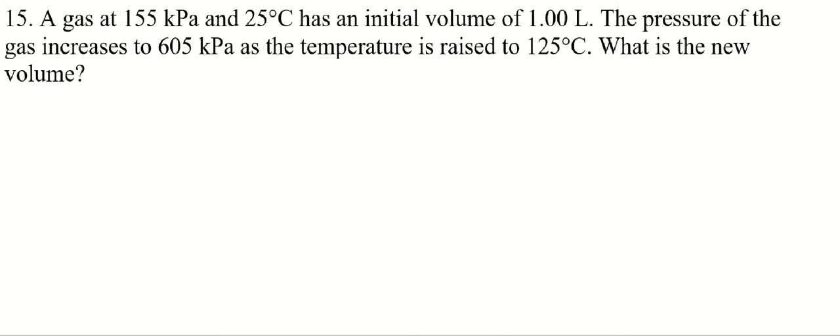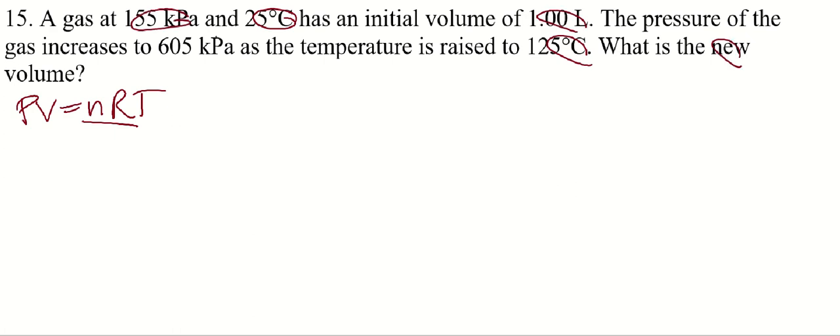All right, we have another before and after scenario. So we'll start with the ideal gas law. Now the only constant here is the number of moles, and the universal gas constant is R. Everything else is changing. Temperature is changing, volume is changing because it's asking you what the new volume is, and pressure is changing.